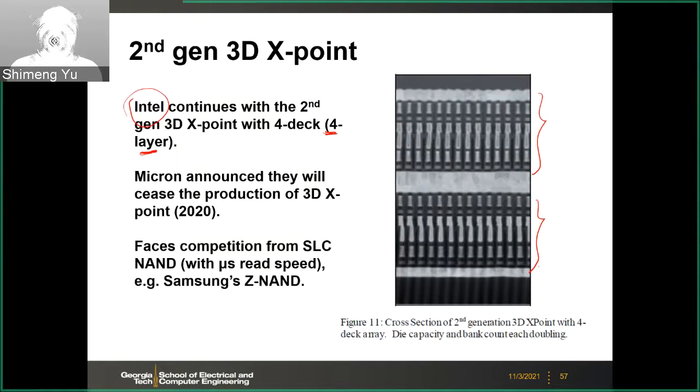And the competition for the 3D XPoint is high-end NAND flash. If in NAND flash you don't go for the high density, you can make it fast by single-level cell operation. If you optimize well, then you can also get microsecond read speed. For example, Samsung introduced the Z-NAND product to compete with the 3D XPoint for the high-end SSD. So you trade off the density versus the speed in the NAND flash, so you can somehow get into microsecond read speed.